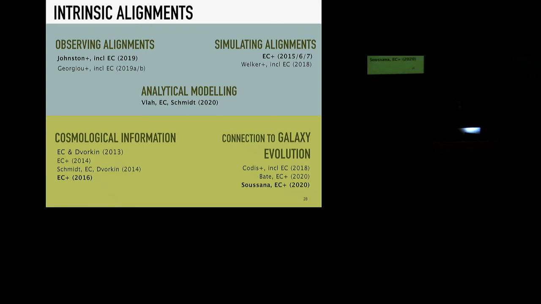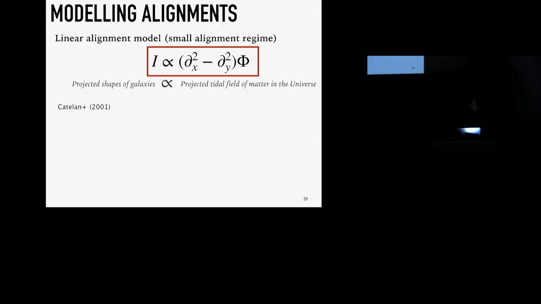But not all of it is a problem for gravitational lensing. I also want to change the mindset a little bit and tell you about opportunities from extracting information from these alignments, cosmological information, but also information about galaxy evolution. There are many ways that one can do this, but I just want to give you one example of each, if I have enough time.